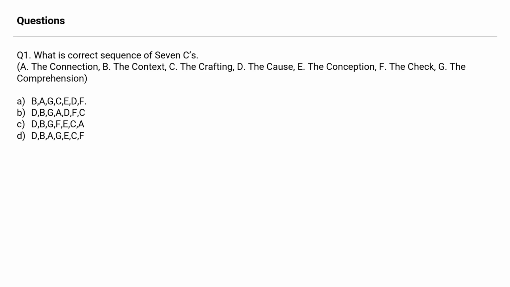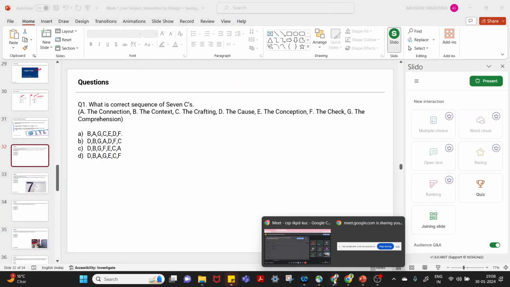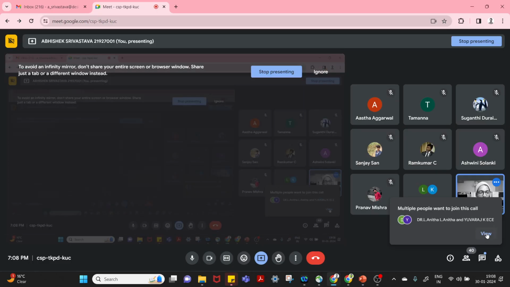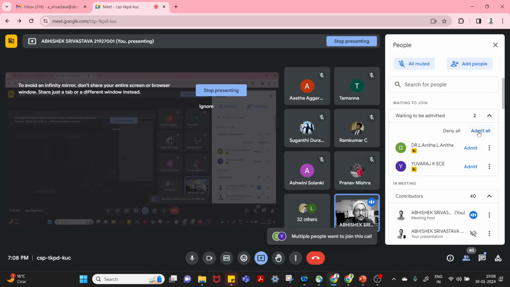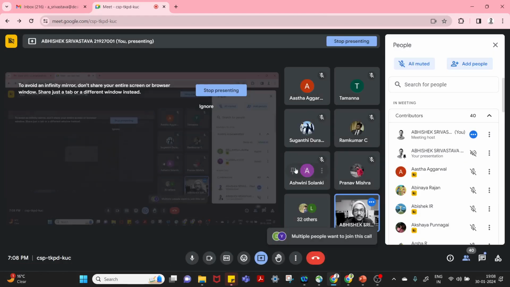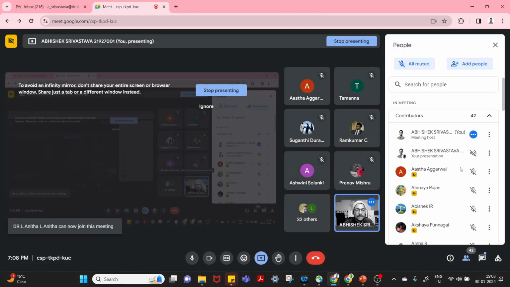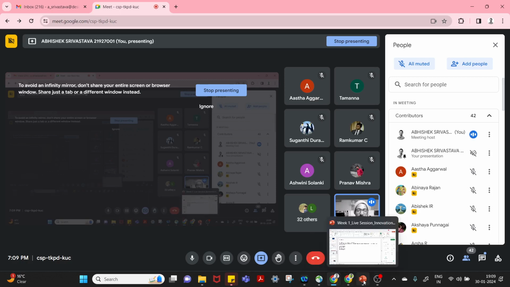I believe all of you are there. I'll just see how many of you are there and if there is anyone in the waiting. Okay, so people are there in the waiting. Let me just admit them very quickly. Okay, so we have got 42 participants as of now. Again, it's a humble request to all of you. Please try to join in by 6 o'clock so that our flow remains intact.